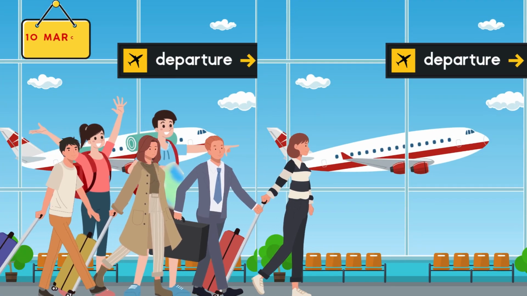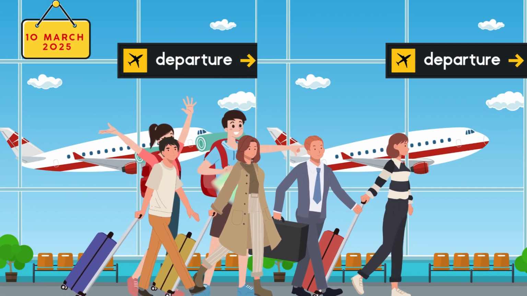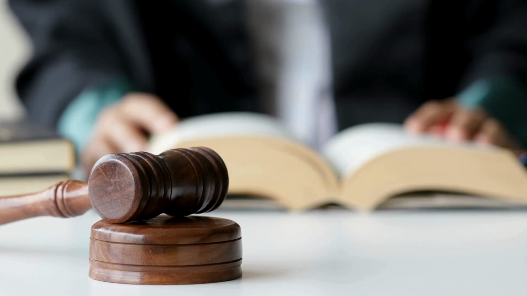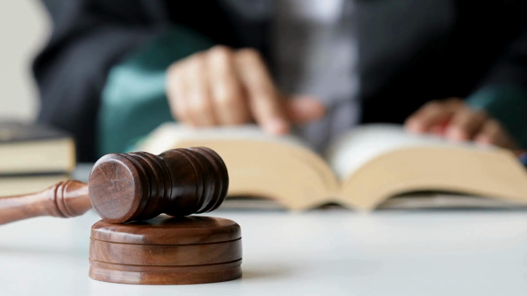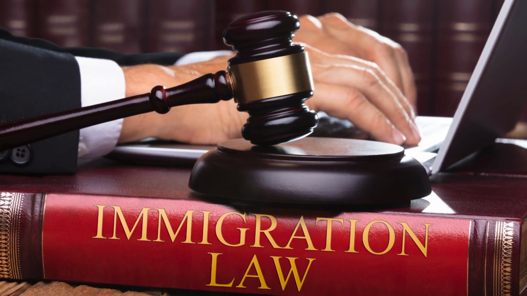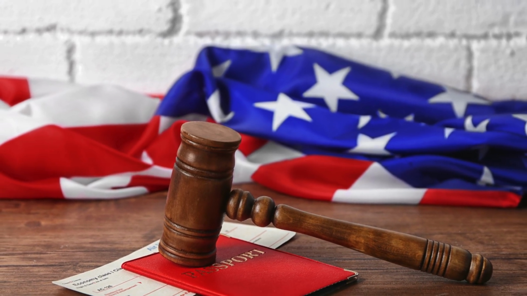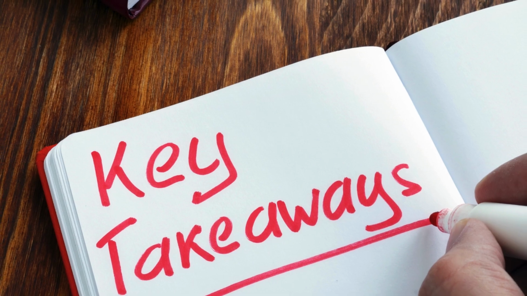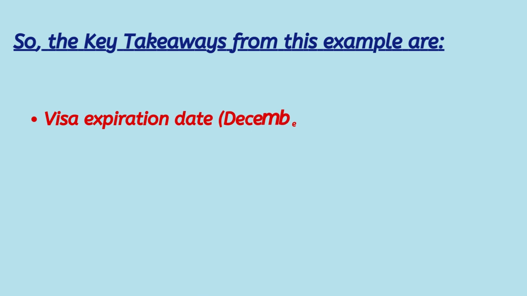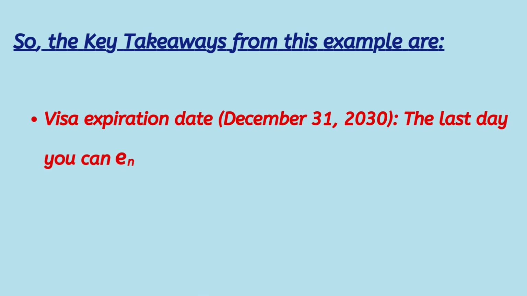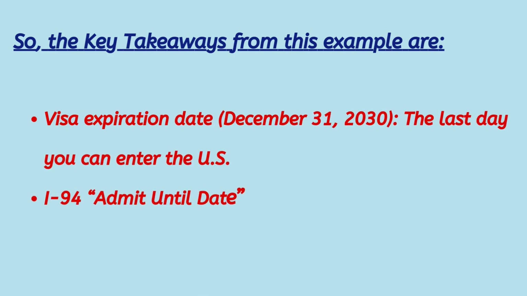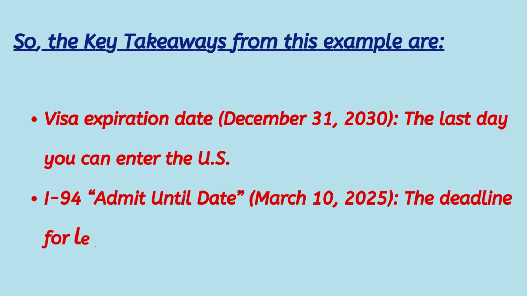However, if you stay after March 10th, 2025, you'll be violating your legal stay in the United States even if you have a valid visa for entry into the United States, and this could result in penalties or bans on future travel. So the key takeaways from this example are: the visa expiration date, that is the last date you can enter the US, is 31st of December 2030. And the admit until date, that is the deadline for leaving the US, is 10th of March 2025.